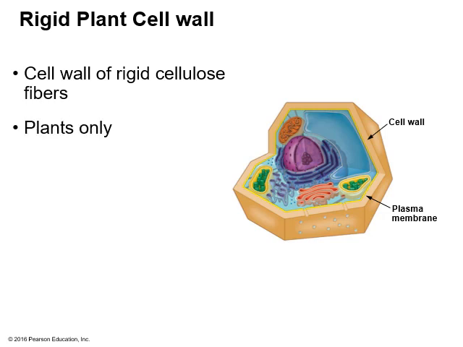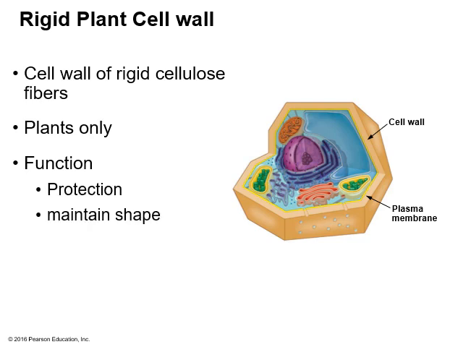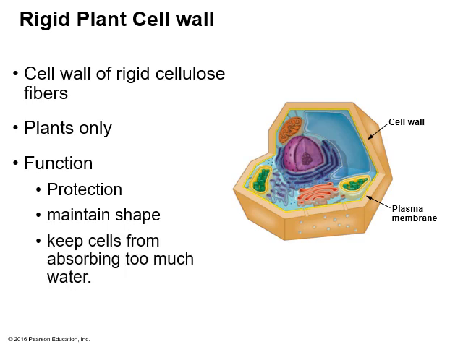So it's only plants that have these. We don't have these. Our cells are squishy, whereas plant cells are rigid. And its function, pretty obvious, protecting the cell and giving shape to the plants, kind of like I was saying before. Another thing that they do is they kind of regulate water, and so they keep plant cells from absorbing way too much water. Because they are rigid, there's only a certain volume of stuff that can go inside, so that is going to put a limit on just how much water a plant cell can absorb.